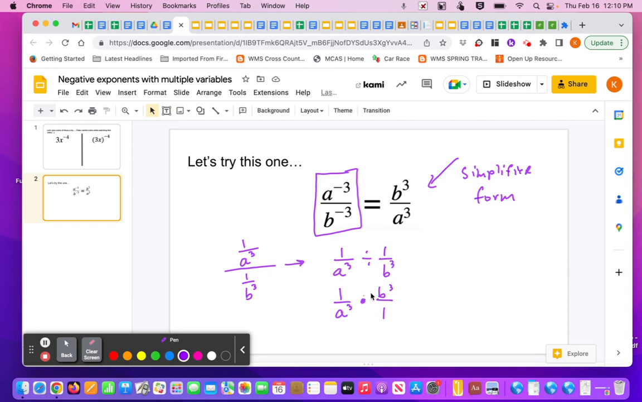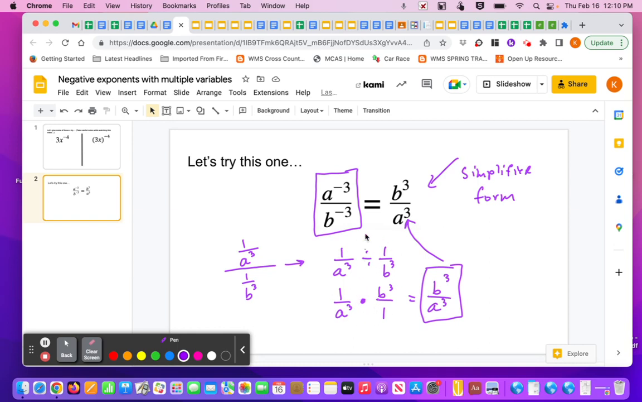Now I multiply my numerators. 1 times b to the third is b to the third. a to the third times 1 is a to the third. And oh my goodness, look what we ended up with. Exactly what we said we were going to have. b to the third over a to the third. So this is the math. This is the math behind all of this.